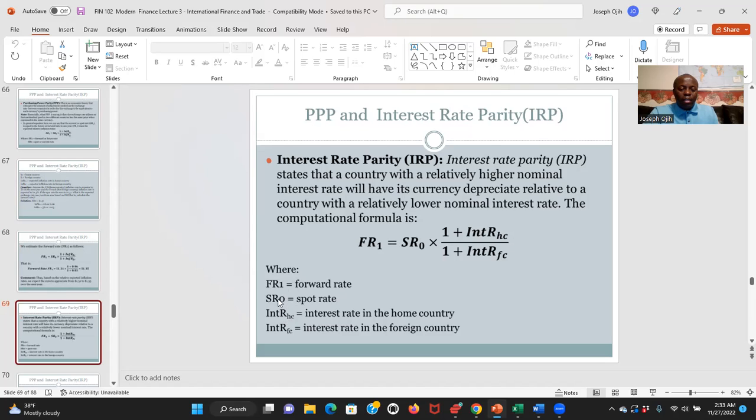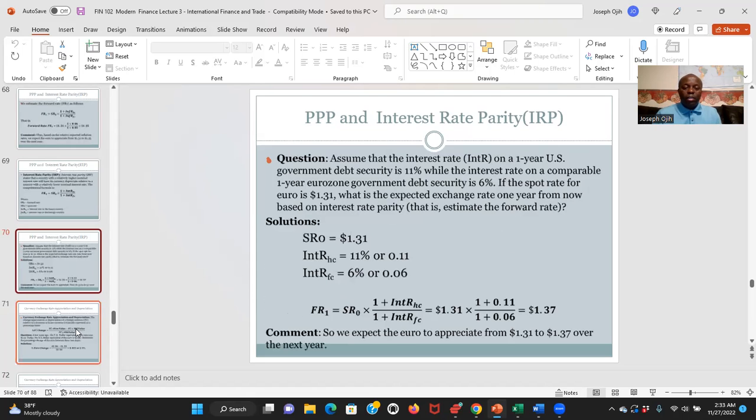Okay, so these are explained here. FR1 is the forward rate, SR0 is the spot rate, INTRHC is the interest rate in the home country, INTRFC is the interest rate in the foreign country. So let's see how this works.